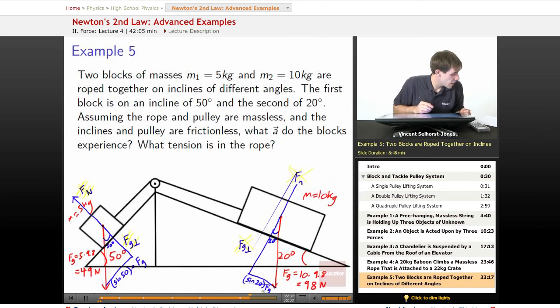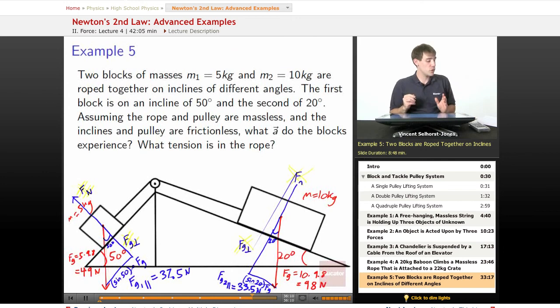We get that sine 50 on this one is going to give the force of gravity on the first block parallel to the triangle. Getting kind of complicated, but its weight, the amount that's pulling down the side of the triangle, is going to be equal to, once we plug that into our calculator, 37.5 newtons. Over here, we're going to get that the force of gravity on the second block, parallel, is going to be equal to 33.5 newtons. All right, so we've got what the two parallel parts are.